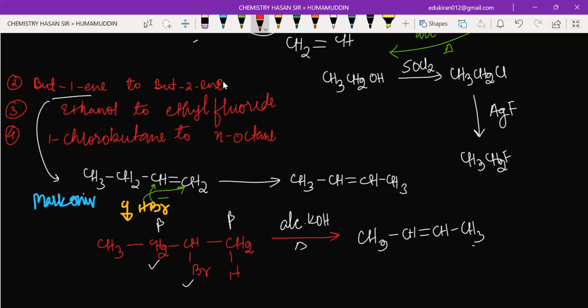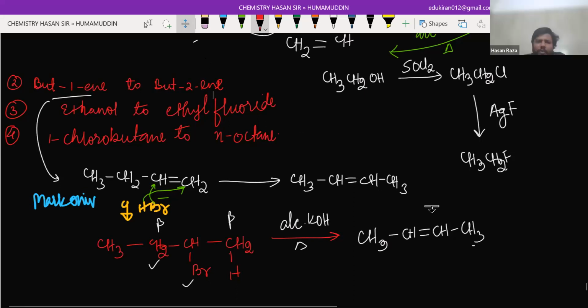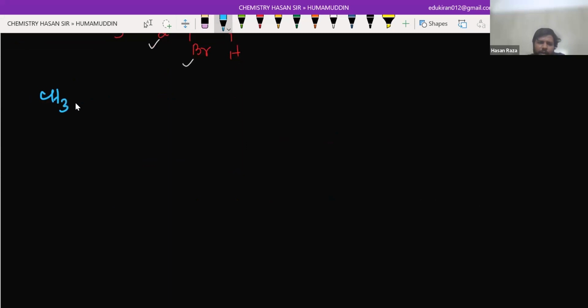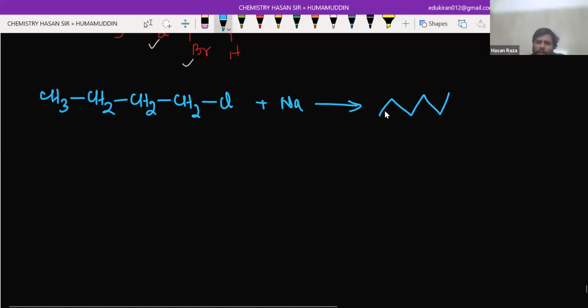Yes, sir. Done. Okay. Now 1-chlorobutane and n-octane. You can see in the reactant you have 4 carbon, and in the product you have 8 carbon. So this is possible with only the Wurtz reaction. So it will be double of the 4: 1, 2, 3, 4, 5, 6, 7, 8. This is how you are going to do it. Okay.